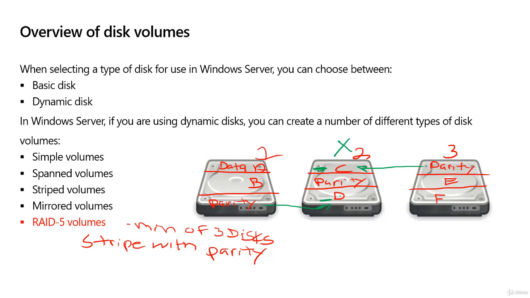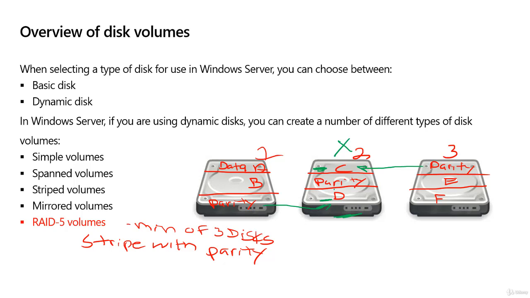But what could happen? We replace this hard drive. So we'll say it mechanically failed. But as soon as you replace it, the parity from the other drives automatically recreates all the data on that drive. So you don't have to restore from backup or anything like that.